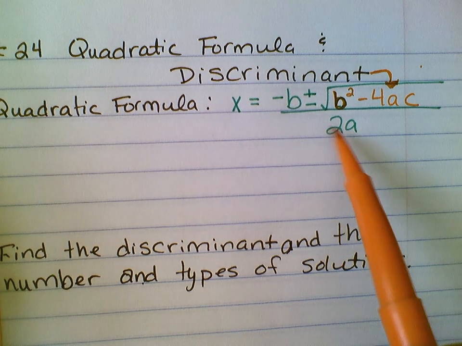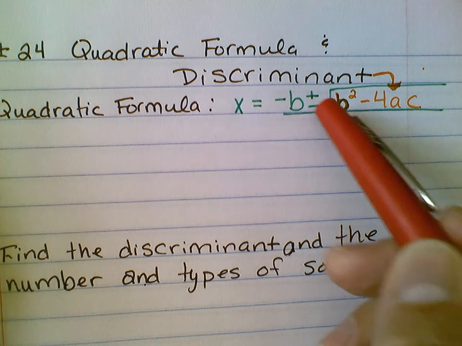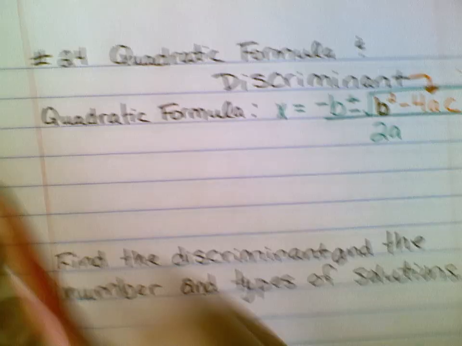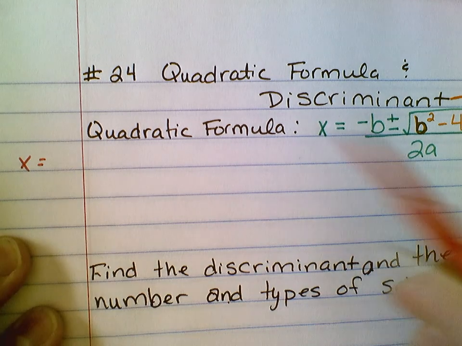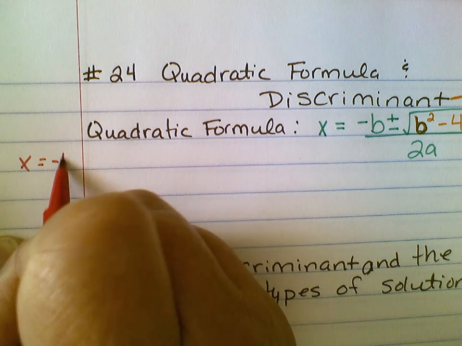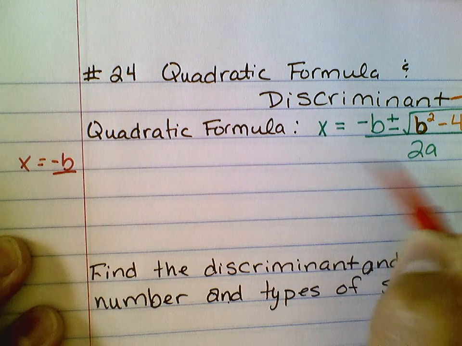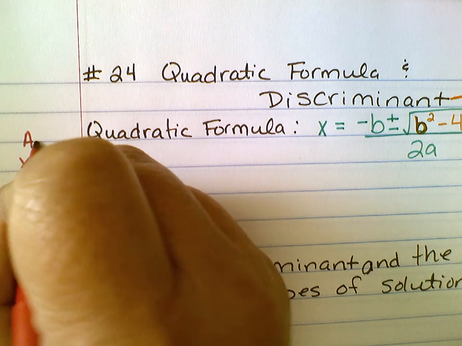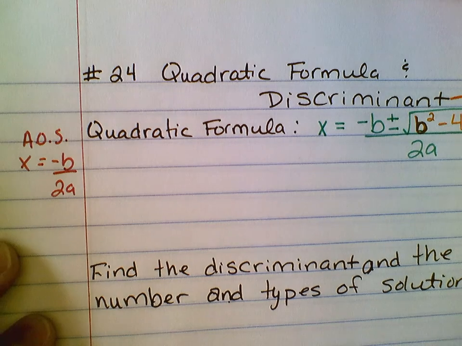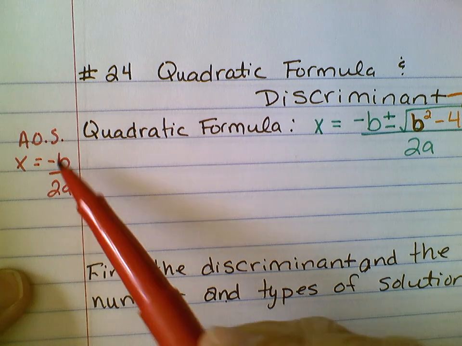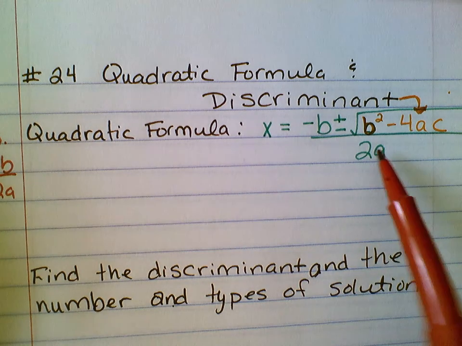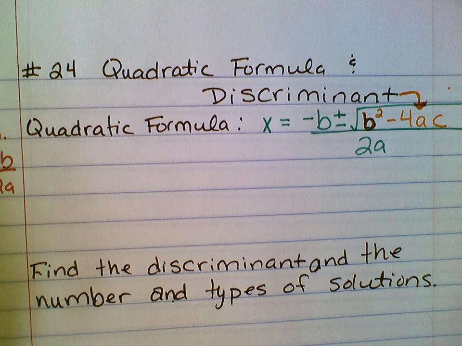You may notice that if we took this part that is not under the radical, what do we have? We have x equals negative b all over 2a. And hopefully that should look familiar. The axis of symmetry, the formula to find the axis of symmetry. So you've got the formula for the axis of symmetry, the discriminant, put them together, we have the quadratic formula.